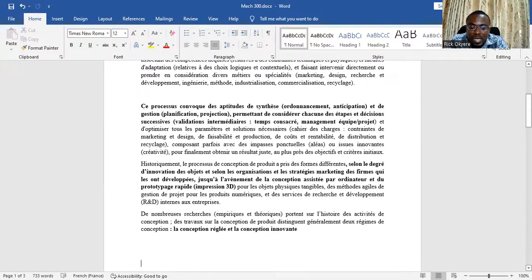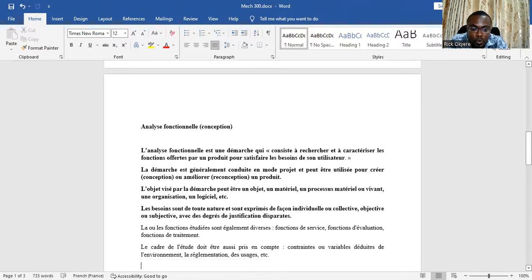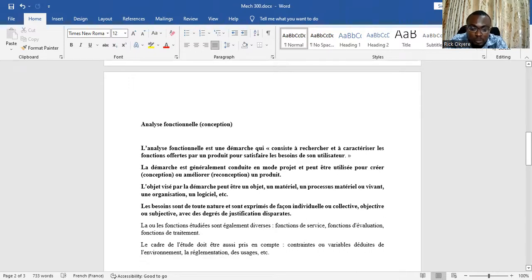And we also said there are two main processes to conceive a product. The first one is la conception réglée, and the second one is la conception innovante. And we also looked at the analysis fonctionnelle, what goes into designing a product. For you to design a product, you have to take into consideration the end user and also the features of the product, because the features of the product are supposed to help the end user. And if the end user needs those features, it helps to make the product successful.